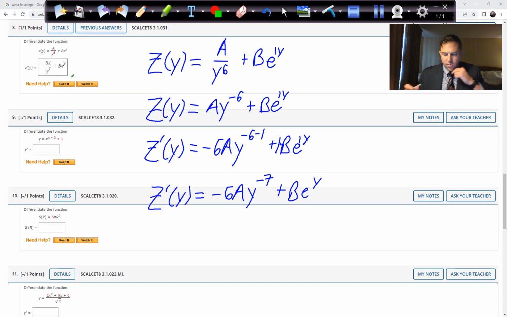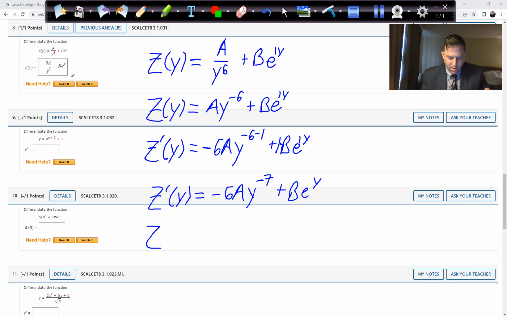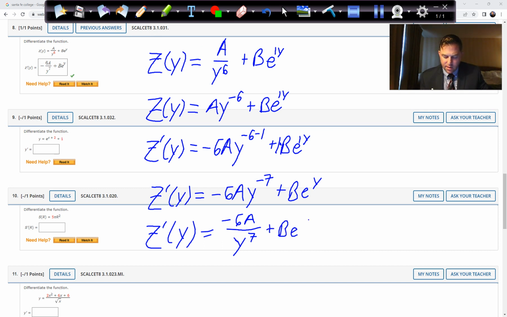I should have mentioned here there was one more step to get the final answer, and that is to write this back as a fraction. So the minus 6 and the a go on top. The y becomes a positive 7 power now because I'm making it a fraction again. Then the b e to the y. And that's what I typed in, and that's correct.